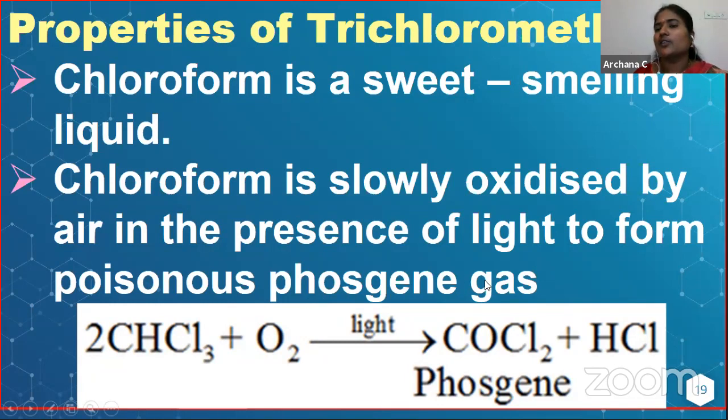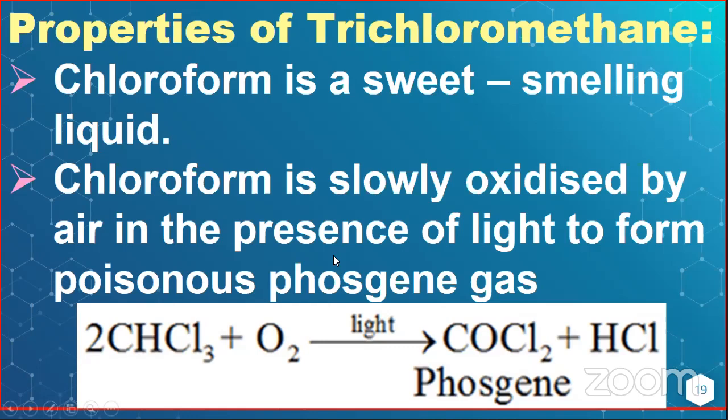Phosgene, the toxic gas, is going to be released when chloroform oxidizes in presence of light. So which is the toxic gas released here? Phosgene. What is the formula for phosgene? COCl2 is formed.